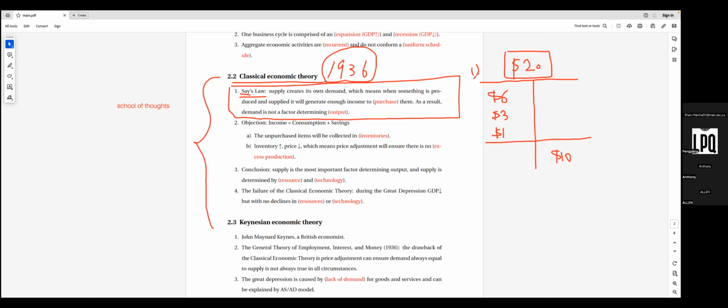Okay, this is the first step. Second step, based on classical theory, think about why people make money. Why do the workers want to work at the factory for making this $60? Why do you build your own business? You make $10 a year. Why does your landlord lend out their building for your business? Because they can make $1 from the rent.